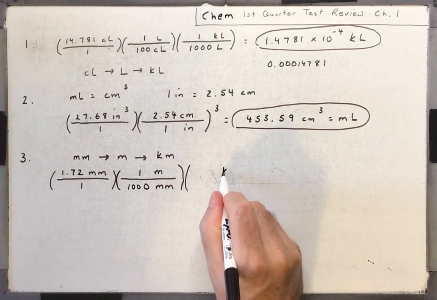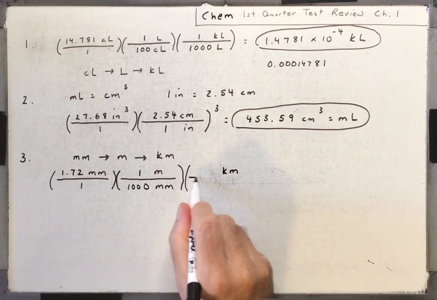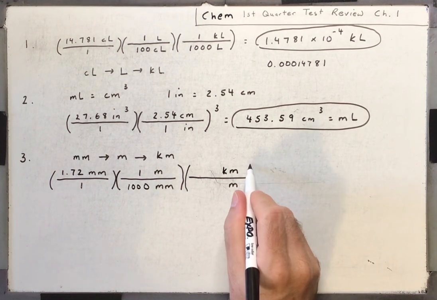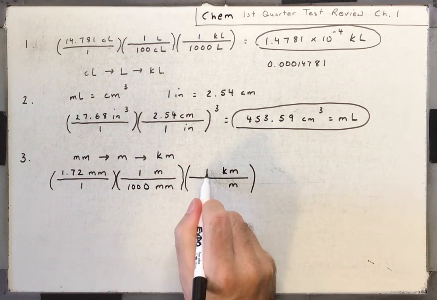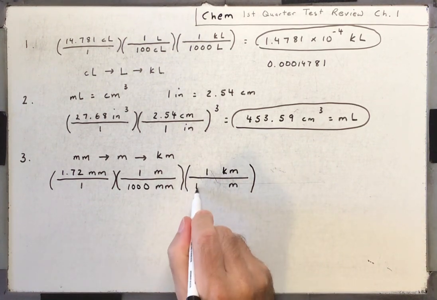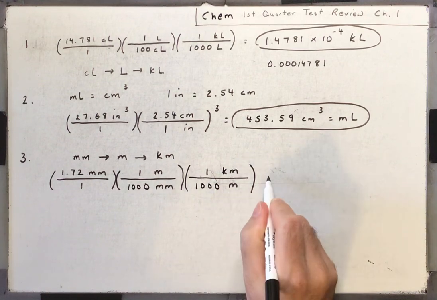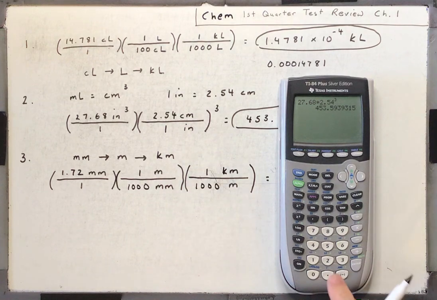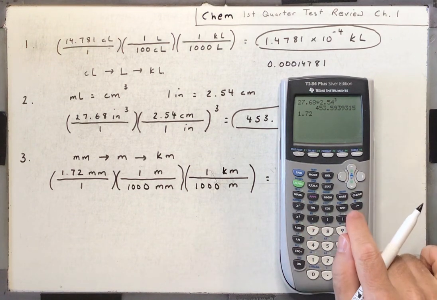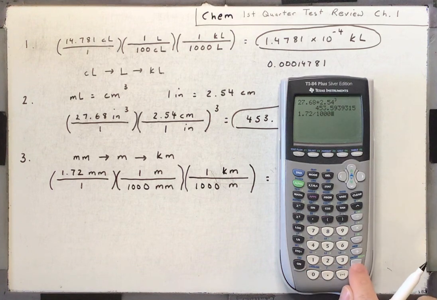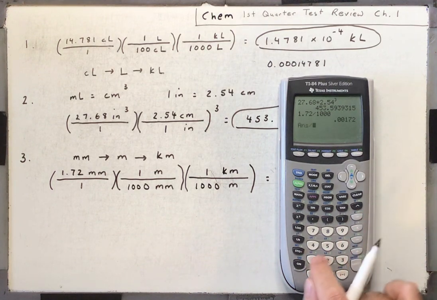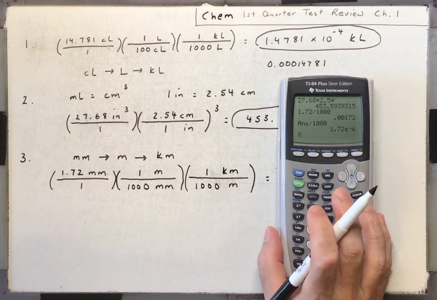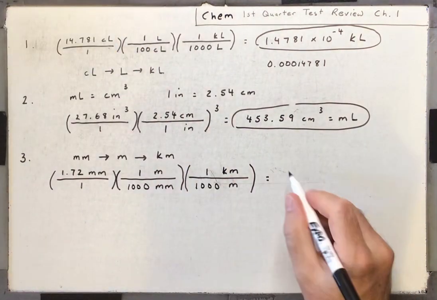And then we want to go to kilometers, however you want to pronounce it. We are canceling out meters, so let's put that on the bottom. Kilometer is much bigger than a meter, 1,000 times bigger. There are 1,000 meters in a kilometer. So we're going to go 1.72, divide that by 1,000. I like to hit enter in between, and then divide that by 1,000 again. So that'd be 1.72 times 10 to the minus 6.